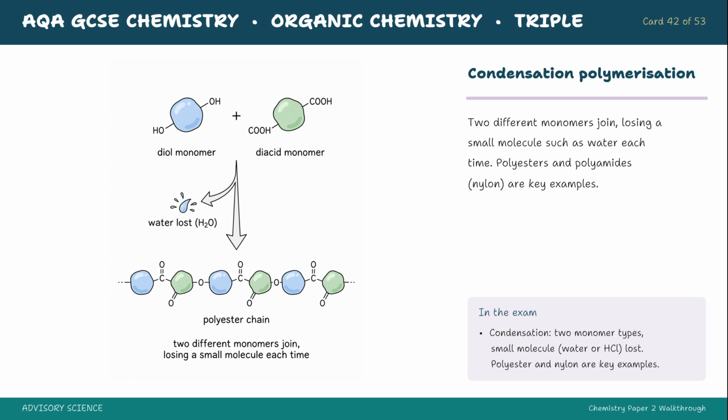In the exam, the clearest way to tell the two types apart: addition polymerization has one monomer, an alkene, and one product. Condensation polymerization has monomers with two functional groups and makes two products, the polymer plus a small molecule such as water.